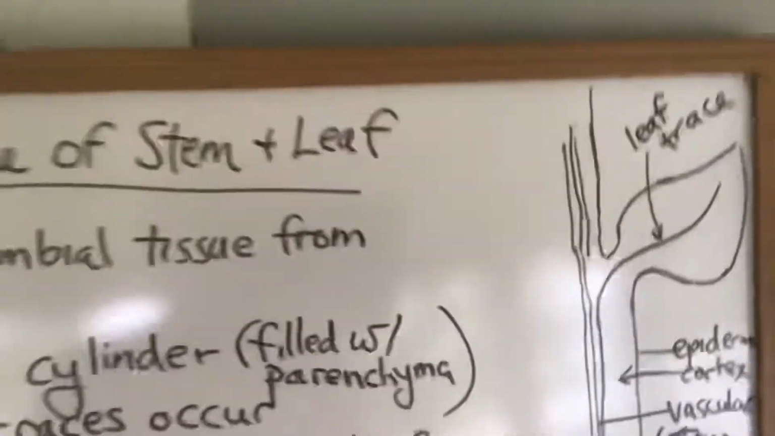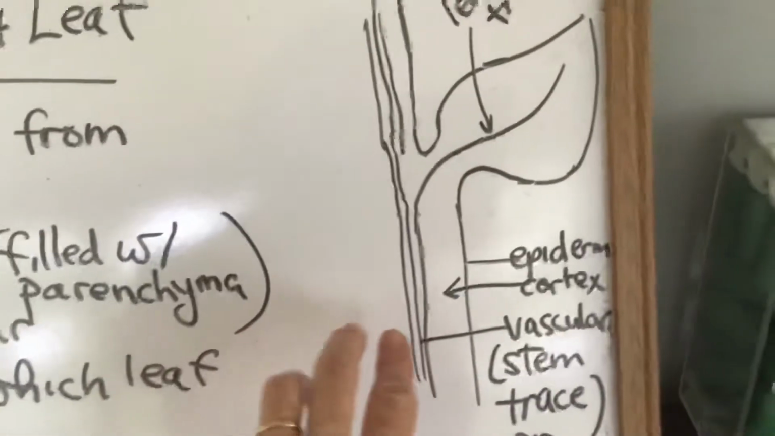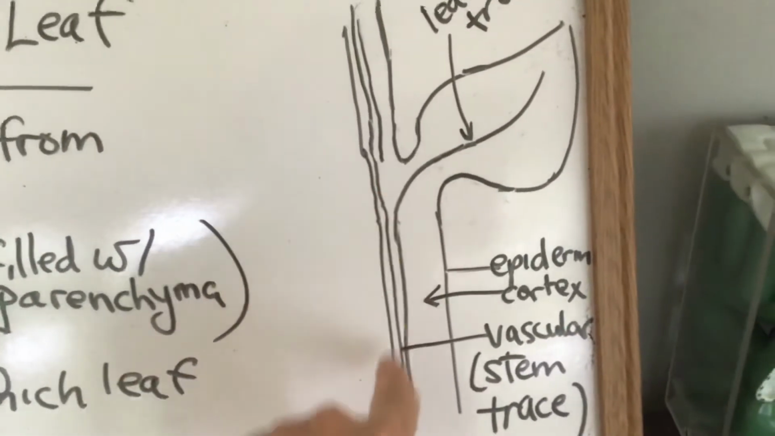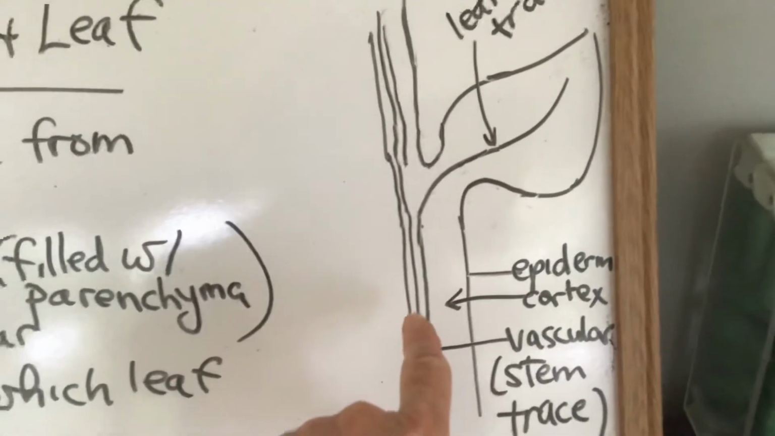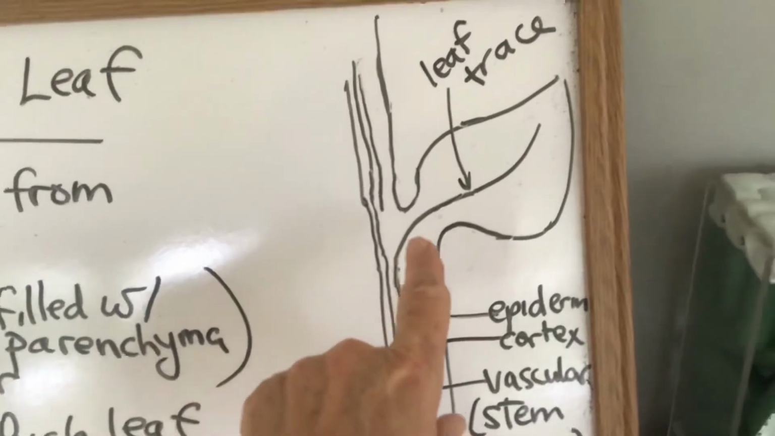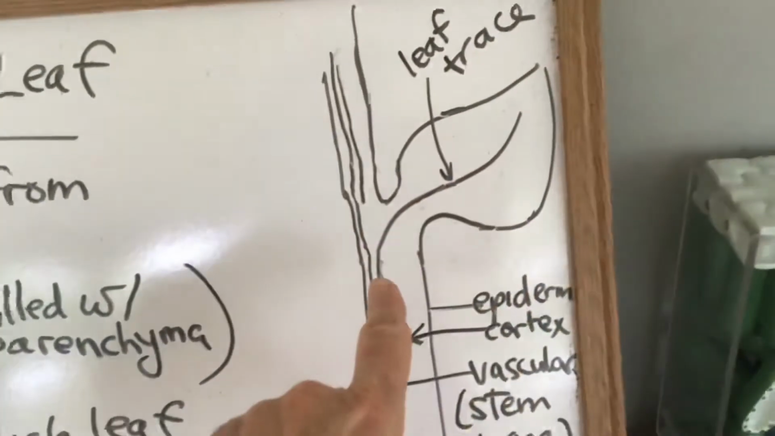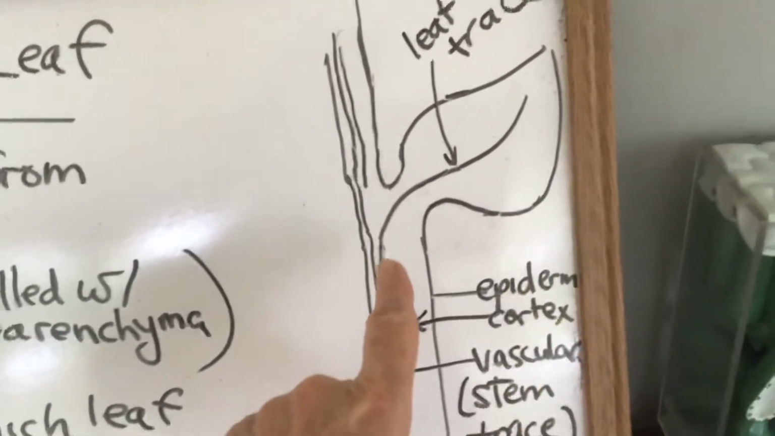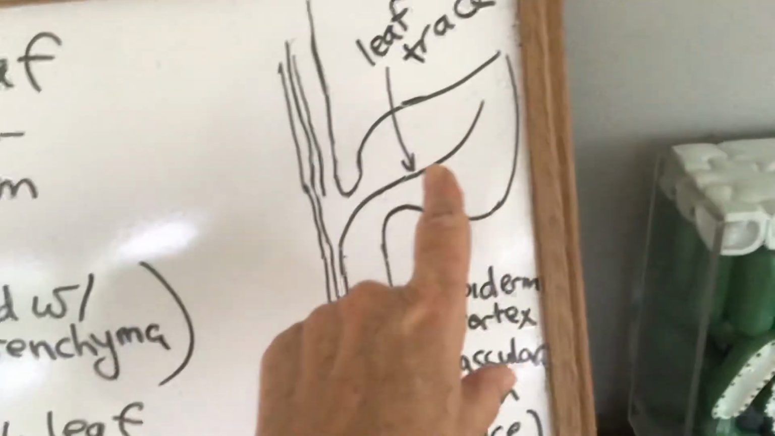And if you look at this drawing, this is just kind of diagrammatic, but these would be the vessels that would be coming up the stem, and they are going to extend then into the leaf, and of course they're going to branch out, etc. But these are called leaf traces.